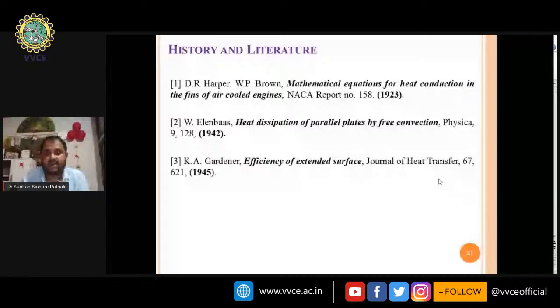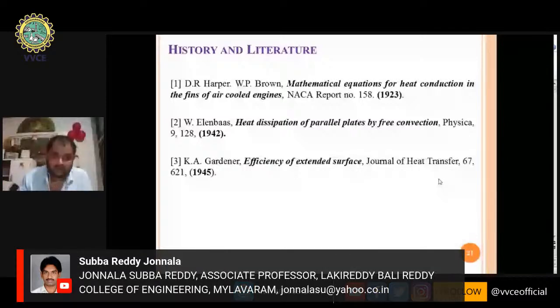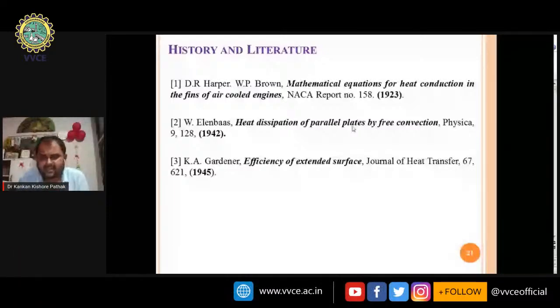It is by Gardner. Again, the heat transfer is from parallel plate by natural convection. Now, whenever we are seeing the parallel plates, the more or less same analysis applies for the parallel plates and the fin arrays. So this work also can be considered as a pioneer work for fin heat transfer.